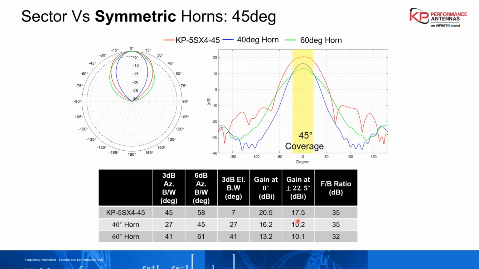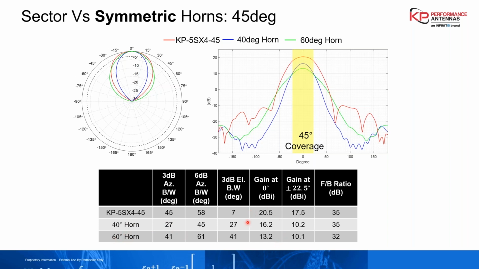That's why when we do comparisons between sectors and horns, we have to make sure we're comparing apples to apples as much as we can. We compare a 45-degree sector antenna not to a 40-degree horn, because you can see that beam width is much more narrow. You actually have to compare it to a 60-degree horn.